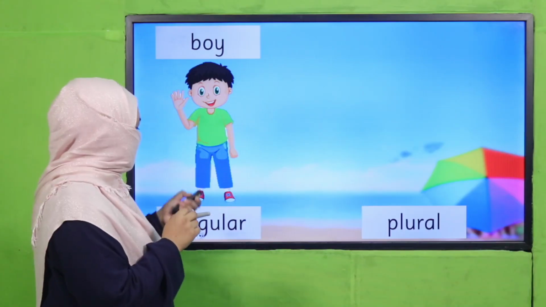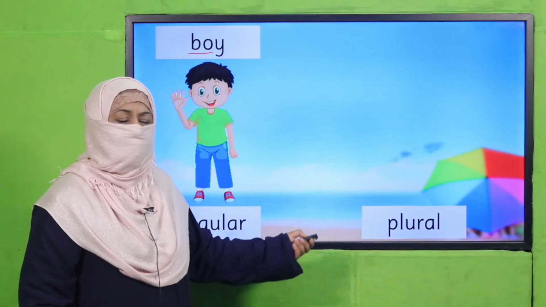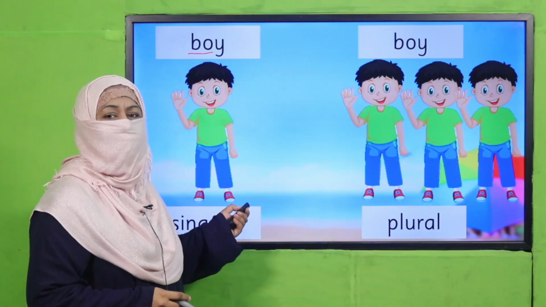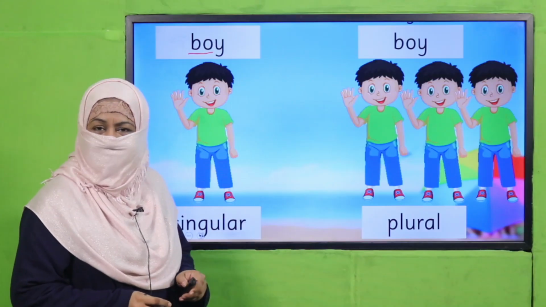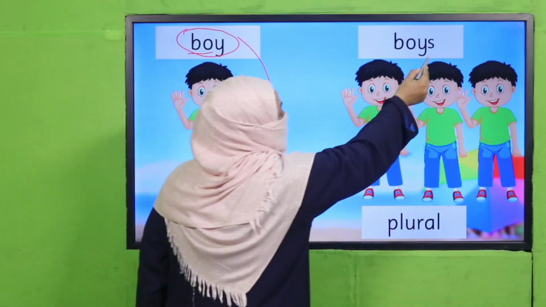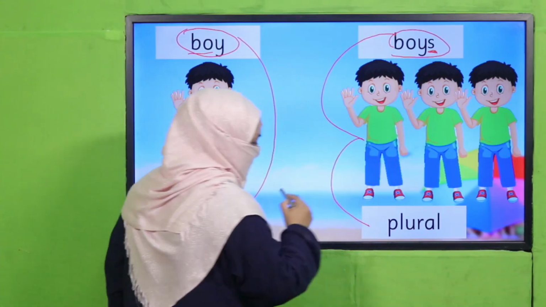And what is the picture about? It's a boy. Now, what will be the plural of boy? If they are more than one, they are plural. And how do we make plural? By adding s. So, boy, singular, and boys, by adding this s, it becomes plural, more than one, right?